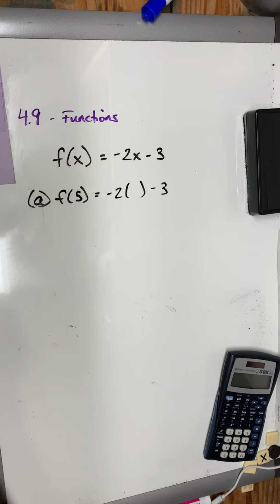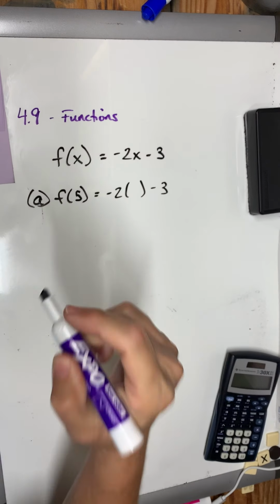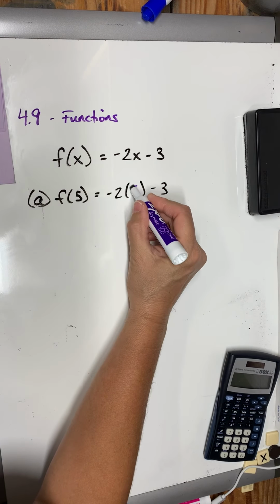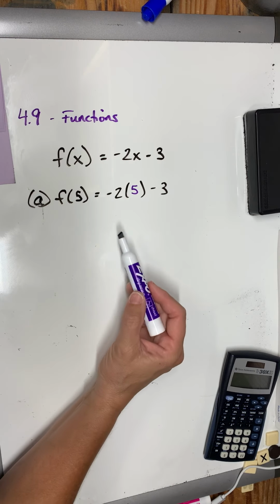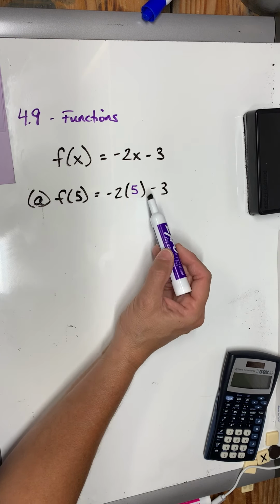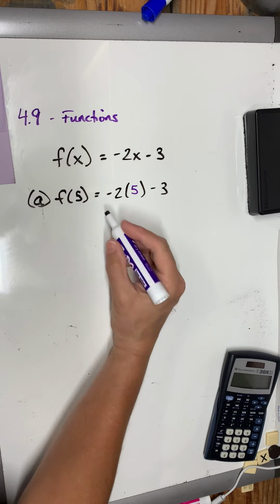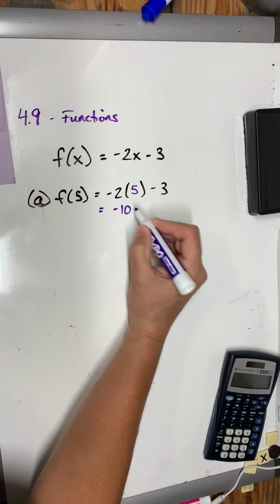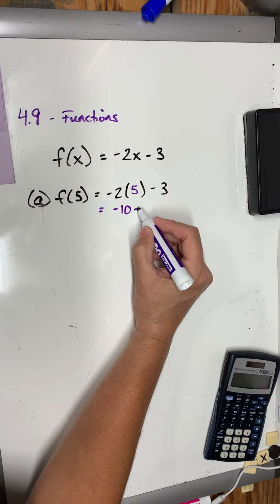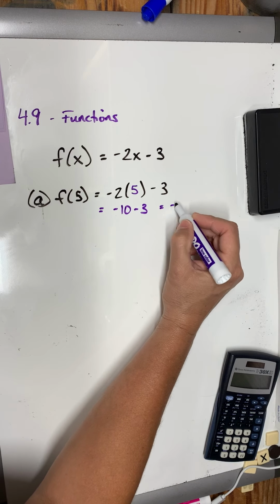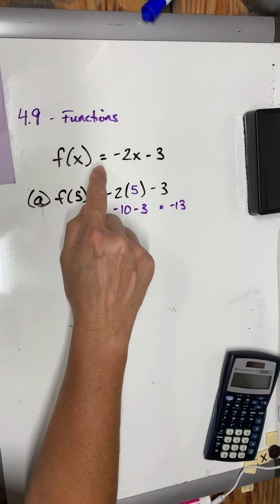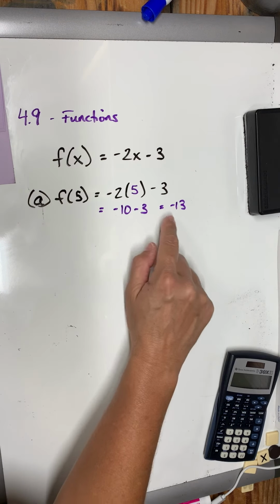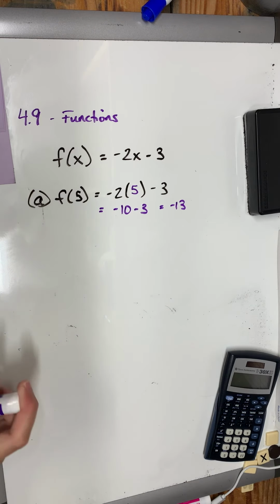So what is it we're inserting in the parentheses on this question? We're inserting a 5. So we put the 5 in there. You could literally type this into your calculator just the way it is, negative 2 parentheses 5 parentheses minus 3, and get an answer. Or you could do it by hand. Negative 2 times 5 is negative 10. Minus 3 gives me negative 13. So when I put a 5 into this machine, what spits out is a negative 13.